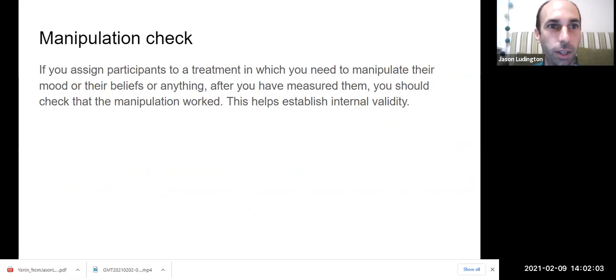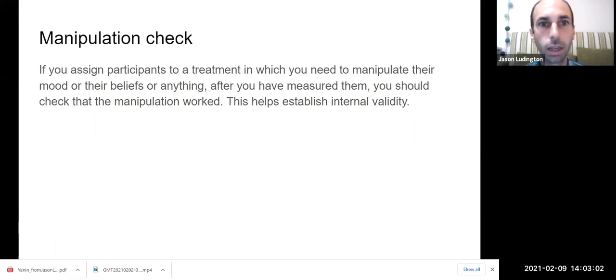Manipulation check. So you need to check to make sure that if you manipulate the participant's belief, you have to check that they really believe it. If you manipulate their mood, you need to check that you've really manipulated it. If you deceive them, you need to check that you really have deceived them. But you don't always have to check that you successfully instated the treatment. You only need to check when it's not obvious, when there's any doubt. If you have any doubt, or if the readers would have any doubt, then you need to check.